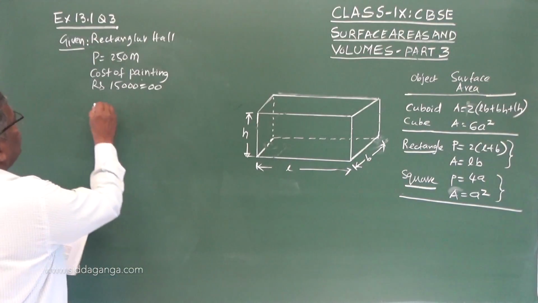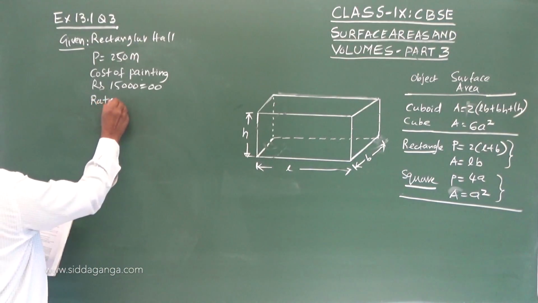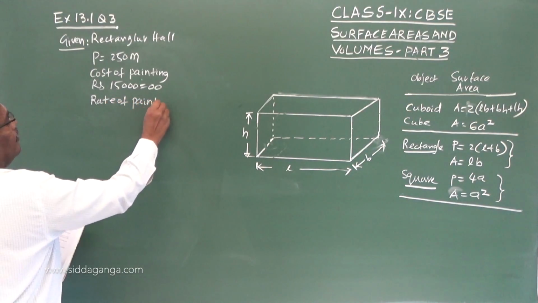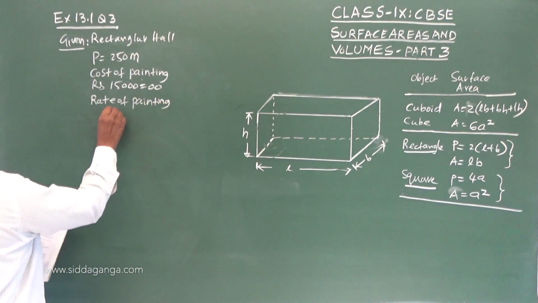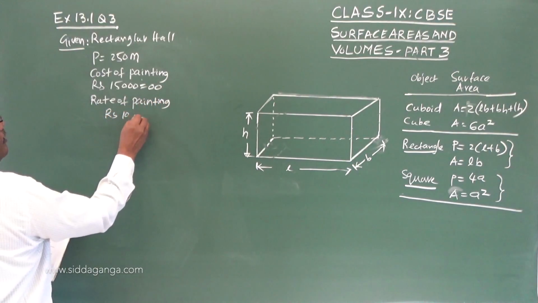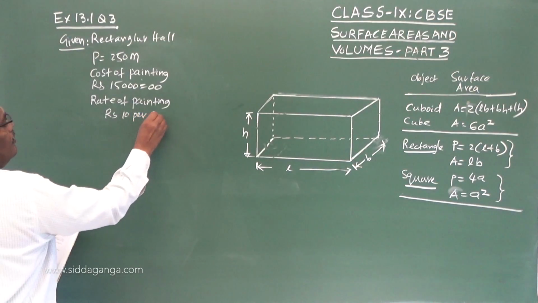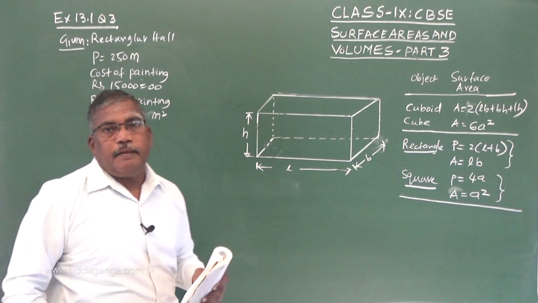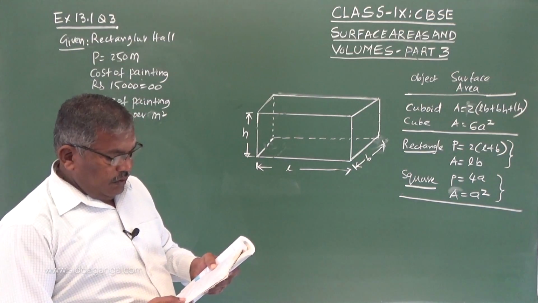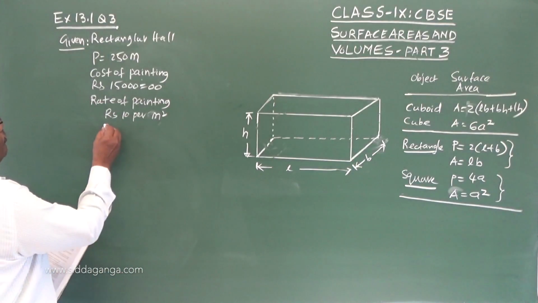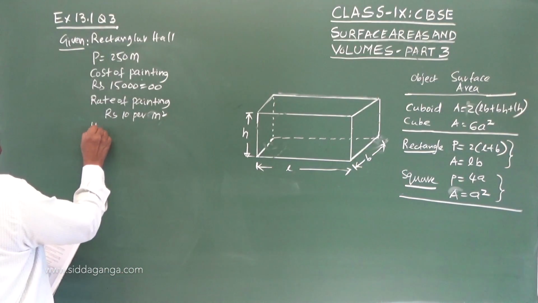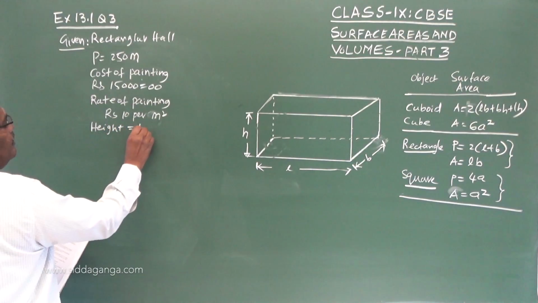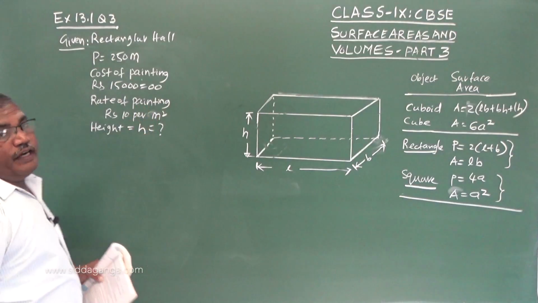So the rate of painting is rupees 10 per meter square. Now find the height. We have to find the height of the room, that is, h we have to find out.